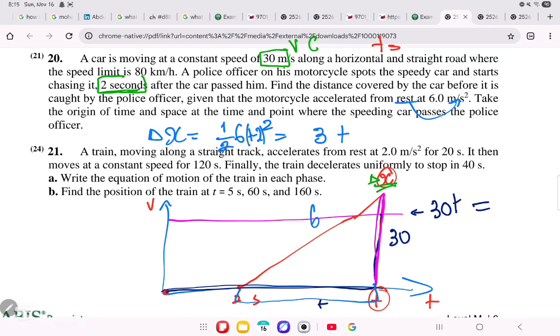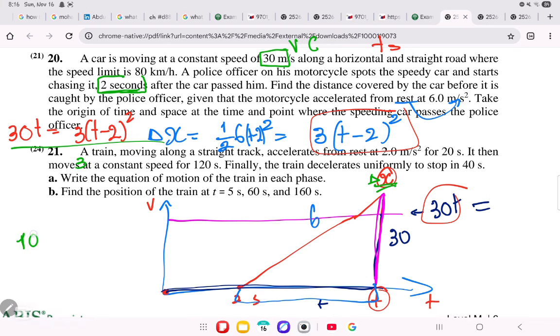So now what can I do? I can make these two equal to each other. So 30t is equal to 3 times t minus 2 squared, right? Divide both sides by 3, I will get 10t is equal to t minus 2 squared. Let me expand this. 10t will be equal to t squared minus 4t plus 4. Then I move this 10t to the other side. I will get minus 14t.